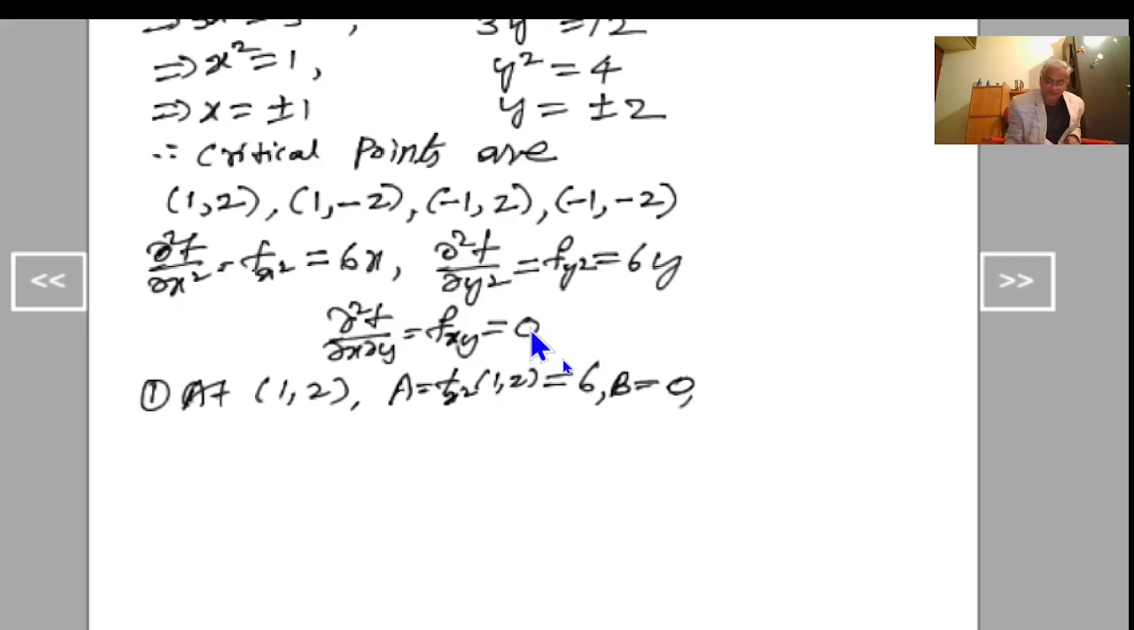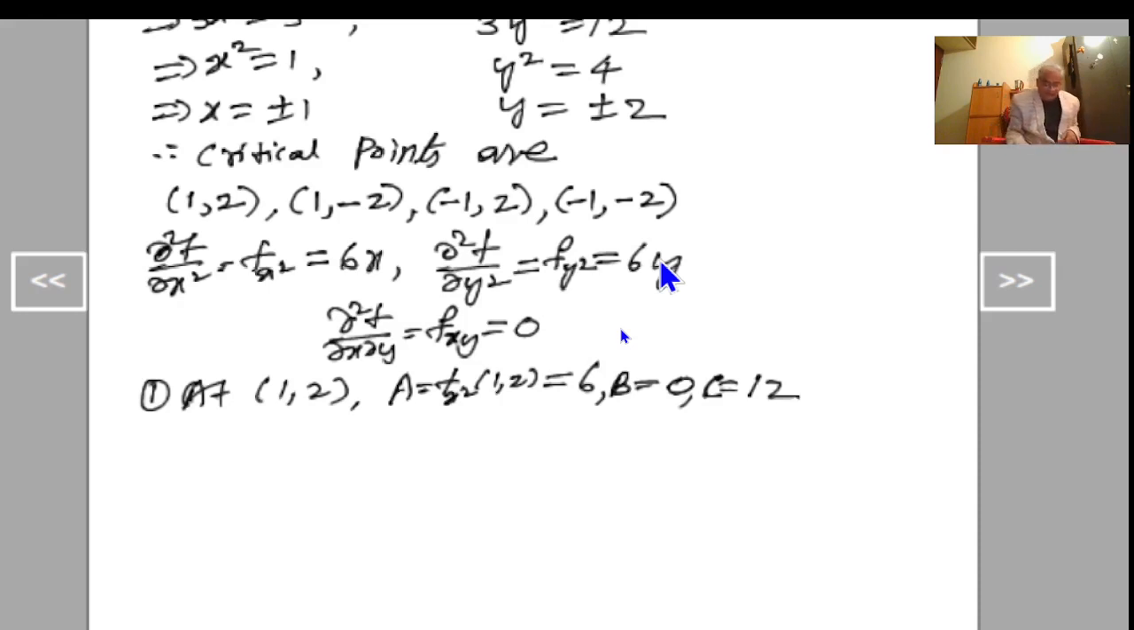And what is C here? C is nothing but dou square f by dou y square, that is fy square at the point 1, 2. Put x equal to 1, y equal to 2. No x term here. 6 into 2 is 12. So A equal to 6, B equal to 0, C equal to 12.